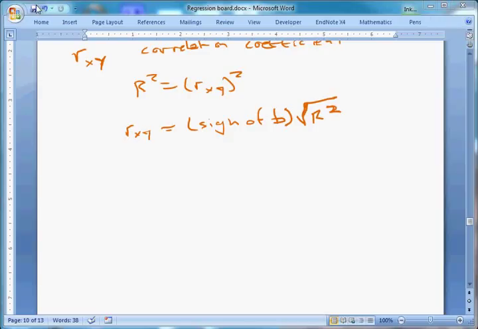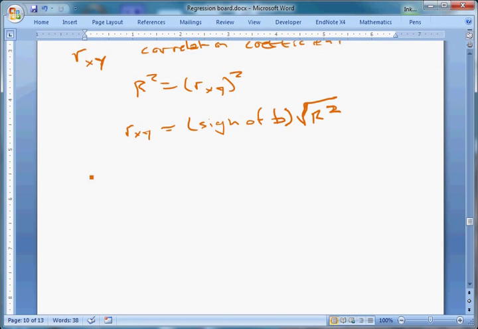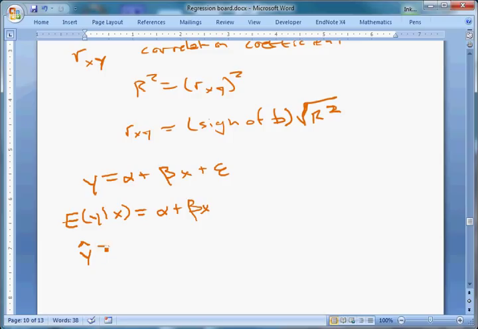All right, we're going through an introduction to simple linear regression. So far, we've done a bunch of stuff. What have we done? Well, we learned about the simple linear regression model, y equals alpha plus beta x plus the error term epsilon. We learned about the regression equation, the expected value of y given x, or conditional expectation, which is alpha plus beta x. We learned about our estimated regression equation, y hat equals a plus bx.